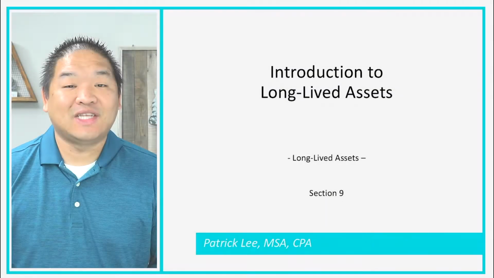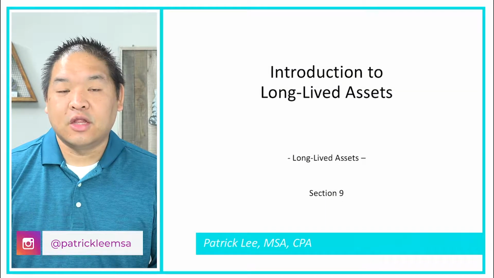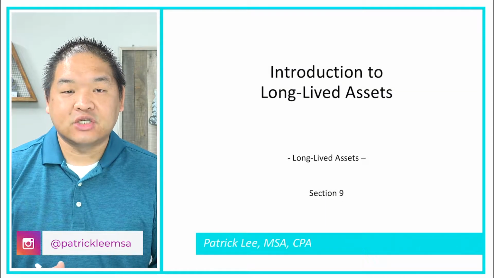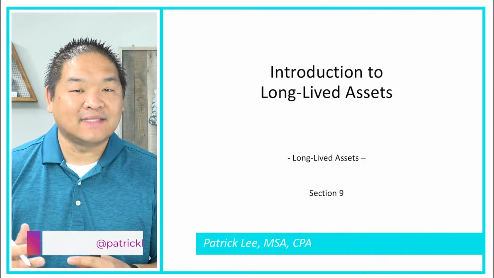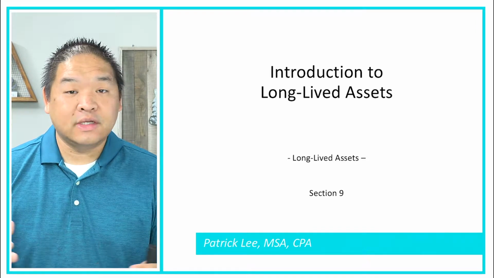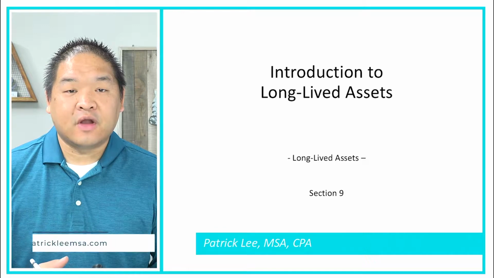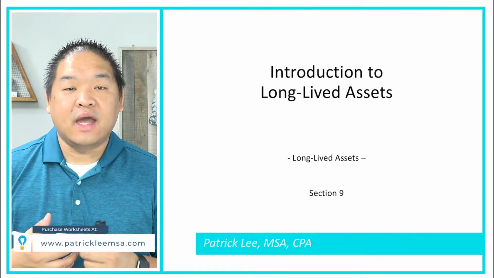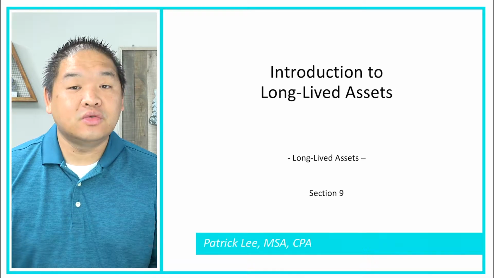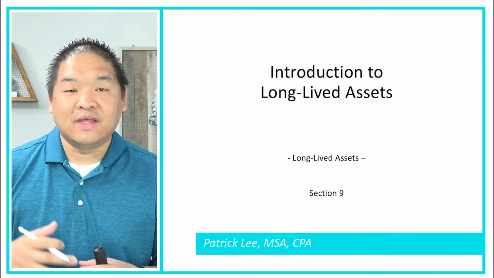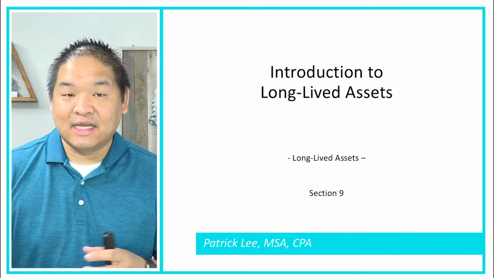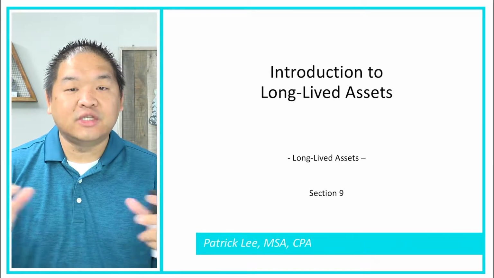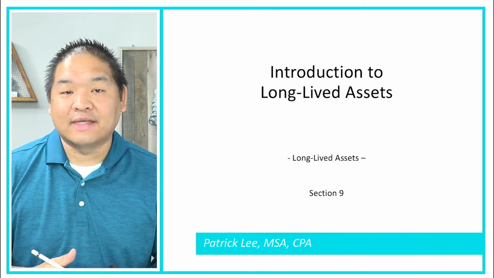All right, welcome to section 9. In section 9, we're going to be taking a look at long-lived assets. In this section, we're going to help you understand what long-lived assets are, the different categories of long-lived assets, and then from a financial standpoint, how do we report the acquisition of it, then the use of that asset, and then finally the disposition of that asset in our books. So we're going to look at how we do that from a financial accounting standpoint.